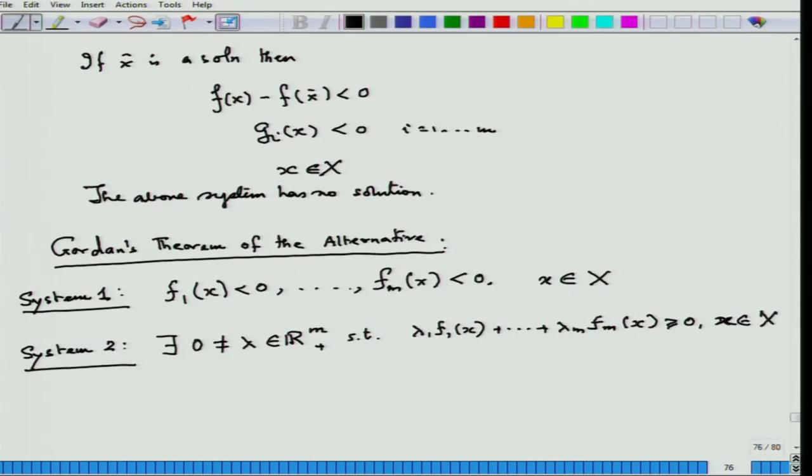So, what does it say? There are two systems, system 1 and system 2. System 1 says that there is an x for which all these strict inequalities are valid. And system 2 says that there exists a nonzero lambda in Rm plus, that is, all the components have to be greater than or equal to 0 with at least one nonzero, such that this non-negative linear combination of f 1 x, f 2 x, up to f m x is greater than or equal to 0 for every x that you choose. Now, the result says any one of the above has a solution, but not both.